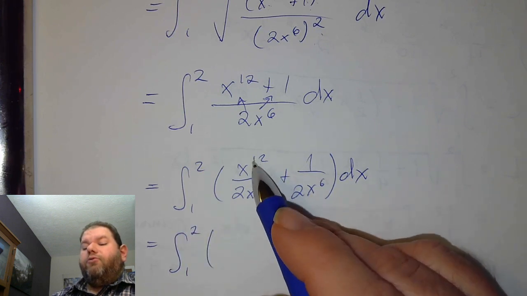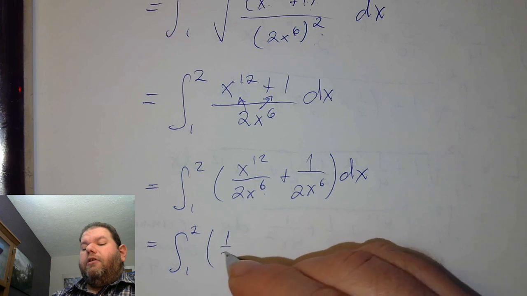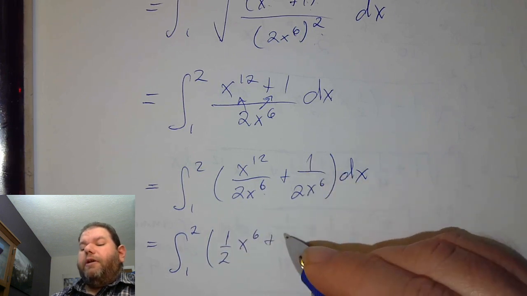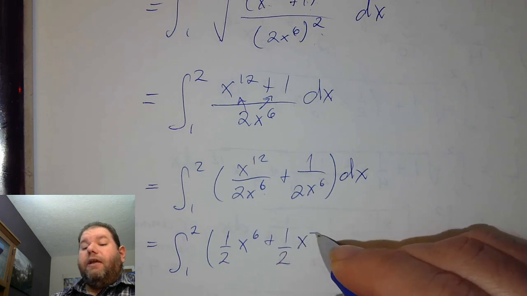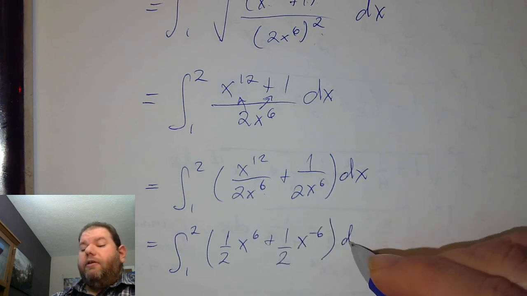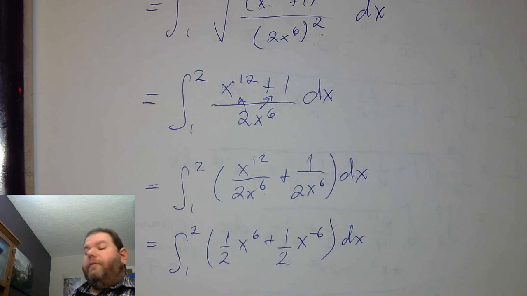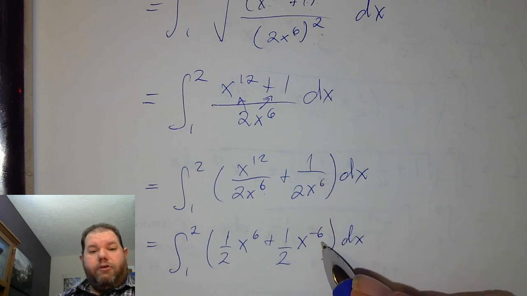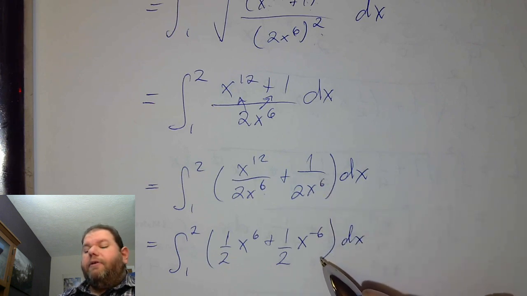Let's see, so x to the 12 over x to the 6, that'll be 1/2 x to the 6th, and this will be 1/2 x to the negative 6. So what we'll do is if it's x to the 6th in the denominator, we'll bring it up to the numerator and have a negative exponent.